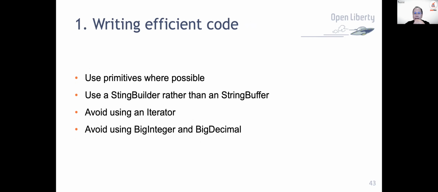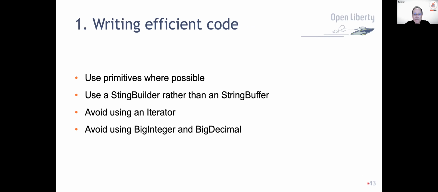So number one, writing efficient code. There's a lot of information out there on doing this, but here are a couple of easy ones, some quick wins. Always use primitives when possible. For example, use lowercase int instead of uppercase Integer, which is just a class wrapper. This allows your JVM to store the values in the stack instead of the heap, which saves on memory consumption. Use StringBuilder instead of StringBuffer when programmatically building your strings.